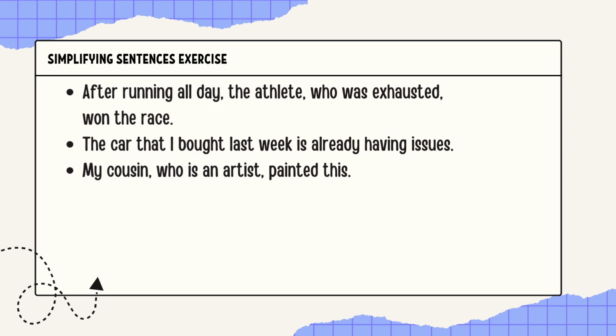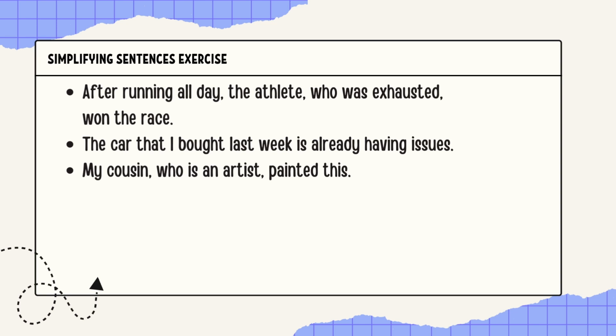Here's another exercise. Simplify these sentences by removing the relative clauses and extra details. What's left is the main idea of the sentence. Please pause the video. So the first one, after running all day, the athlete who was exhausted won the race. Who was exhausted would be the prepositional phrase, and you would remove that and you would have, after running all day, the athlete won the race, and you simplify the sentence.